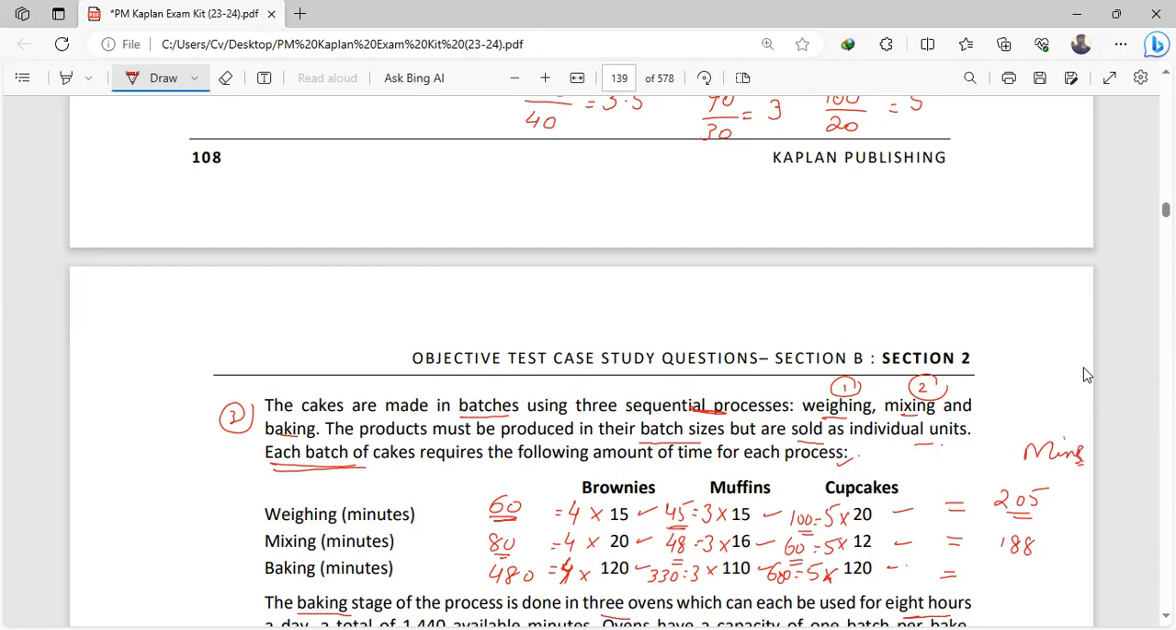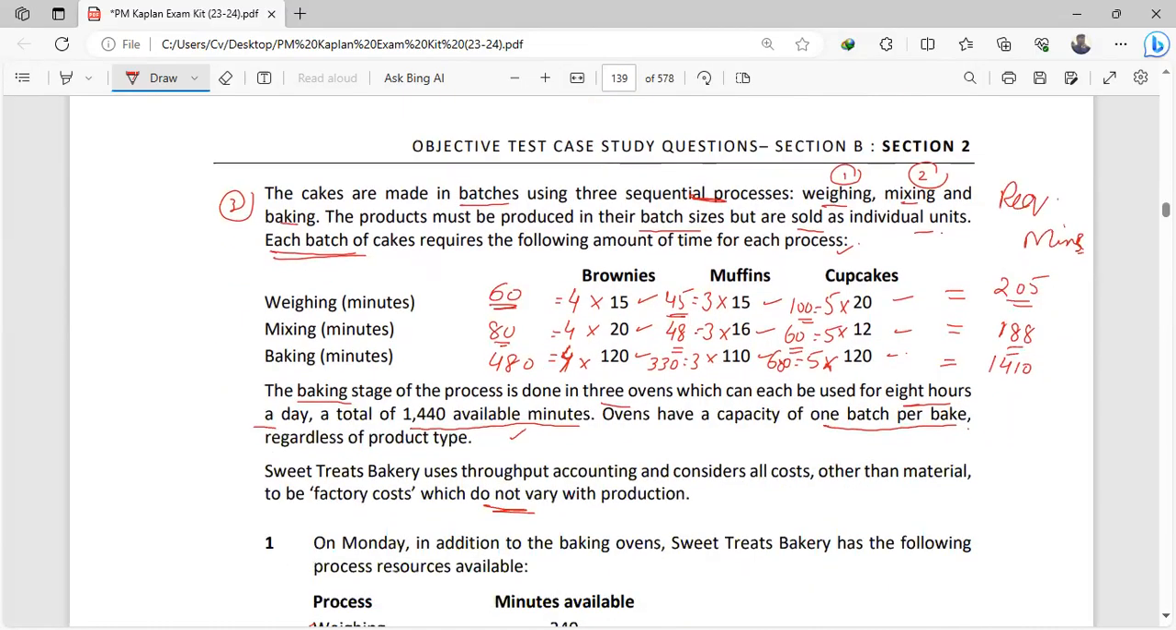Then we have the third one, 480 plus 330 plus 600. So add these minutes and do let me know what is the answer. 480 plus 330, it is 810, plus 600, it is 1410. So we have determined how many minutes are required.